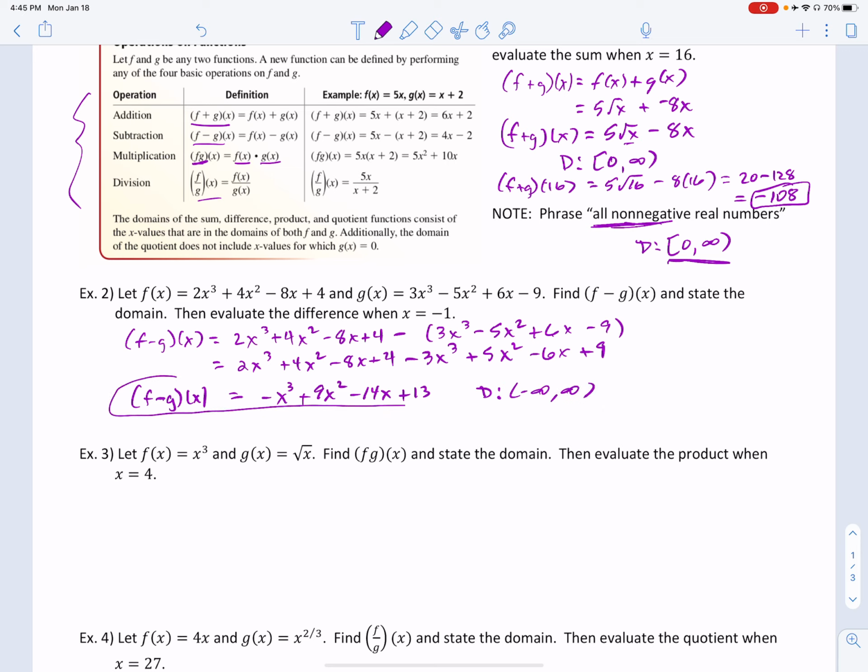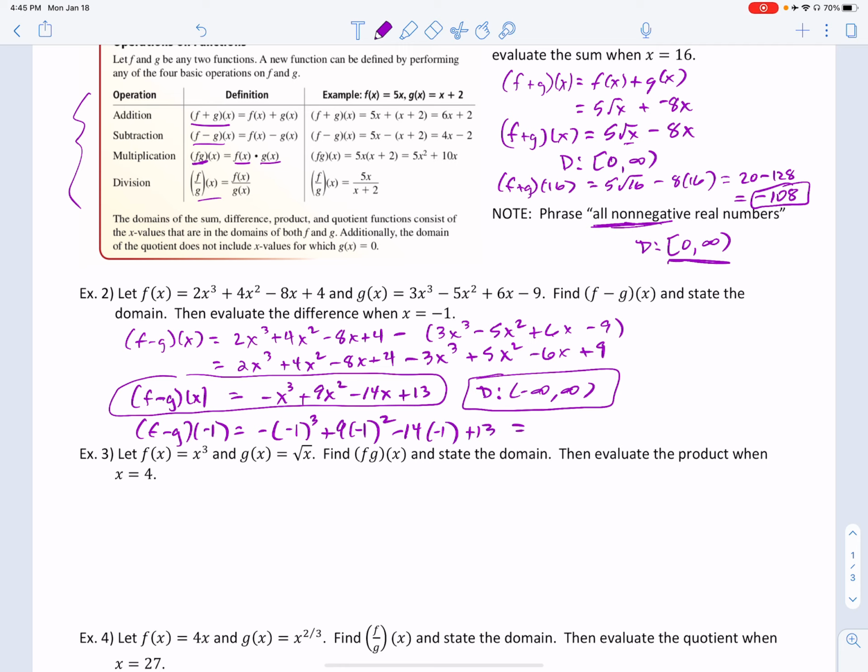So we have this, we have the domain, and then evaluate the difference when x is negative 1. So we have the opposite of a negative 1 cubed plus 9 times a negative 1 squared minus 14 times a negative 1 plus 13. So we're going to get 1 plus 9 plus 14 plus 13, and that comes out to 37.